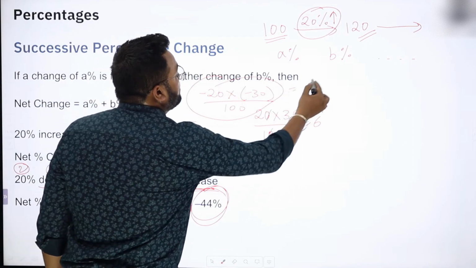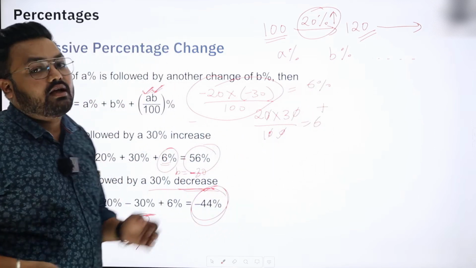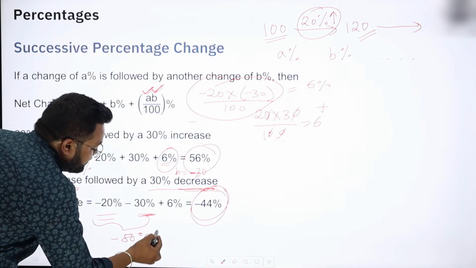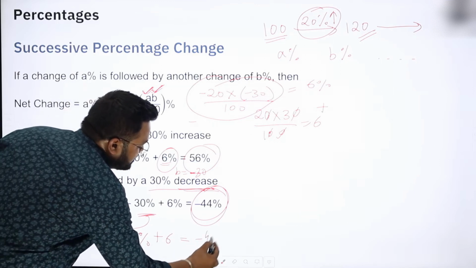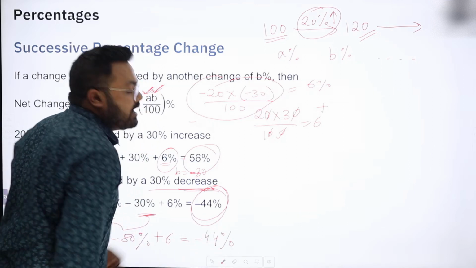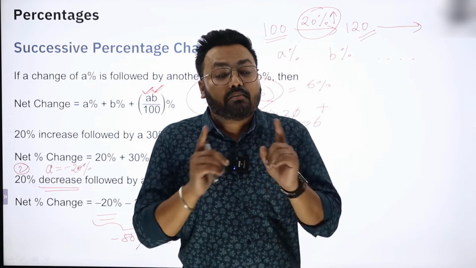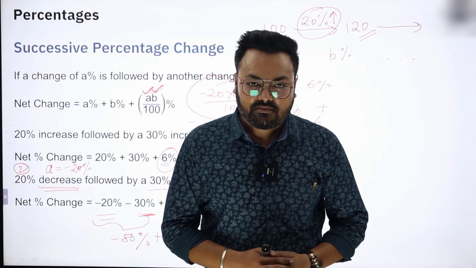This term becomes 6%. That was the case in our first case also. So now the answer will be minus 50 plus 6%, and this gives us what? Minus 44%. So the ultimate change, or I would say the net change here, is minus 44%, not minus 56%.